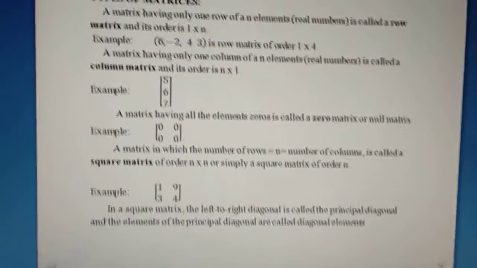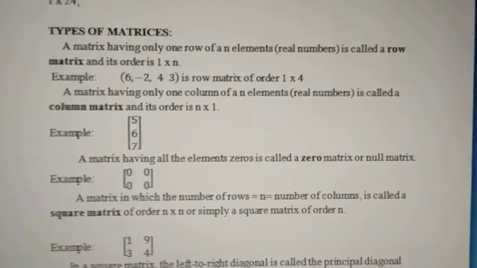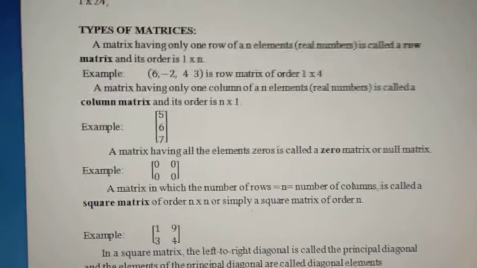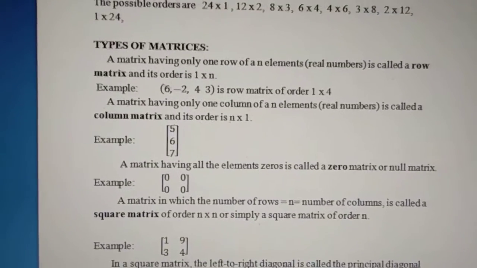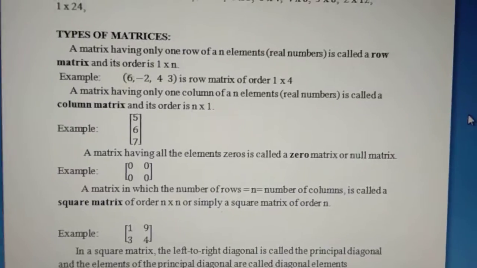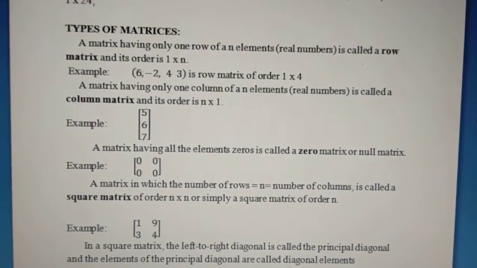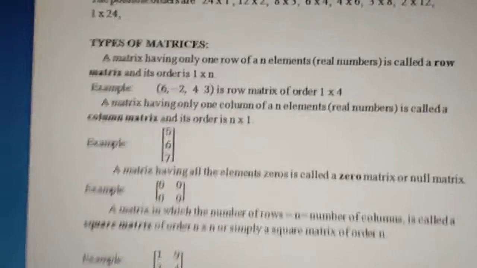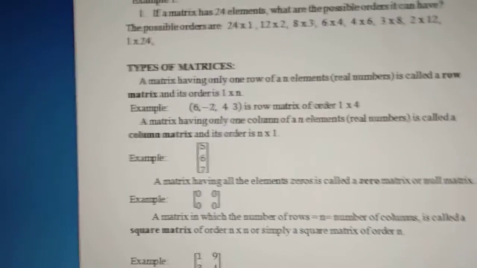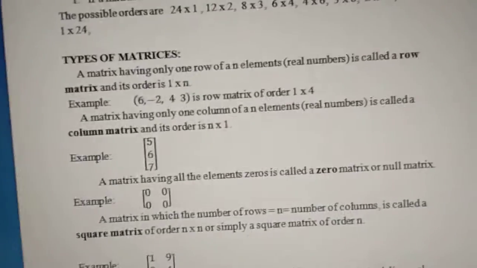So let us study about the types of matrix today. There are so many types of matrix. The last time we had learned the meaning of matrix, and now let us pass on to the types of matrix we have. The first and foremost type of a matrix is the row matrix. You just see what is the meaning of the row matrix.